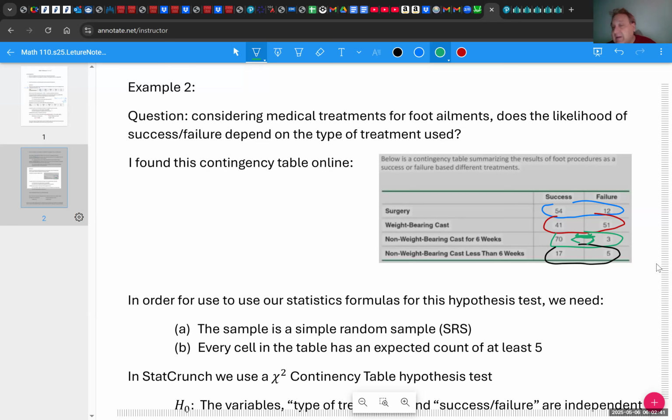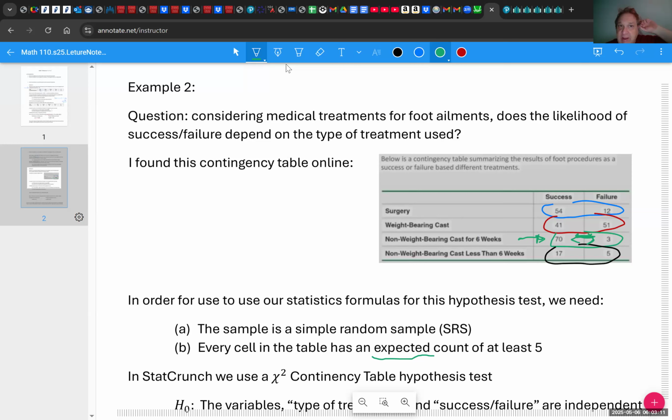So our expected is that all the different treatments are the same. So we would expect, in 73 of these non-weight bearing casts for 6 weeks, to be at least 5 failures if they really were the same likelihood for each of the different treatments. All right, hopefully I explained that okay without tripping over my own words. So that's what we mean by expected. It's not the sample, it's the expected.